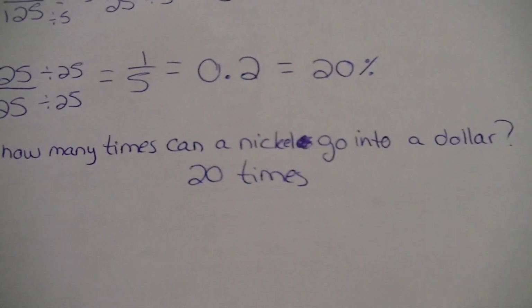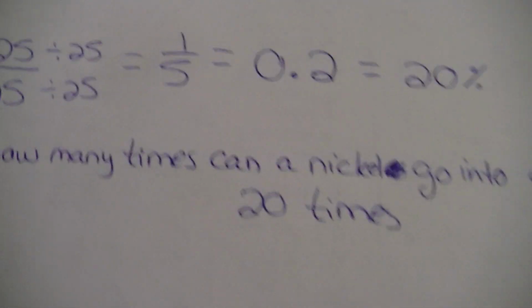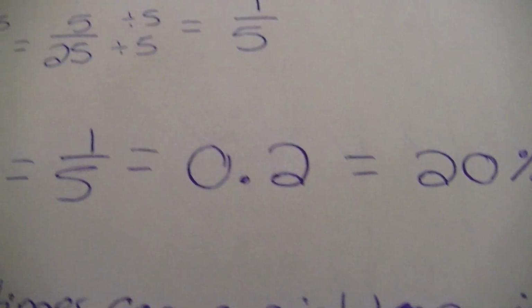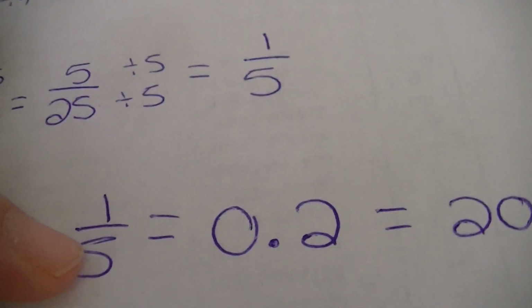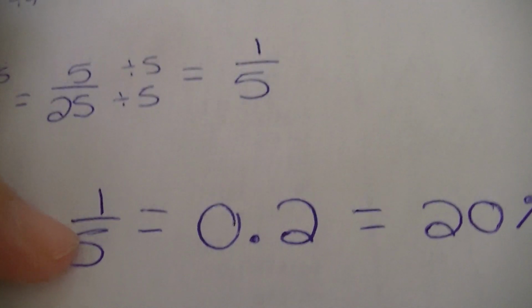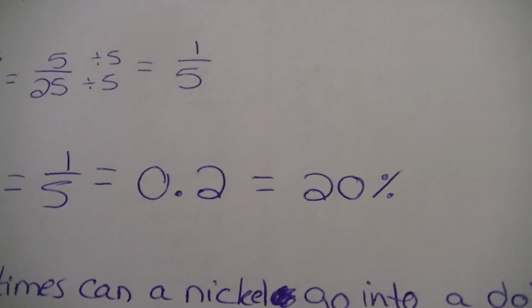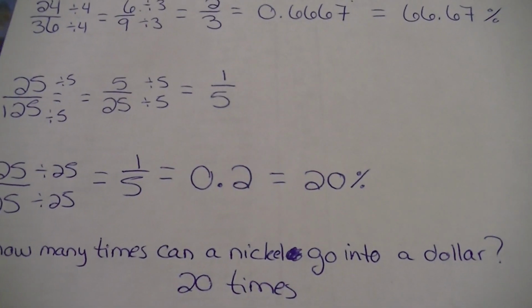I have a little note here. It says, how many times can a nickel go into a dollar? 20 times. So again, think of it like that. And by money, I'm thinking this bottom number, the 5, how many times can it go into 100? In this case, 20 times, right? So it's a little way to think of it, and hopefully this helps.